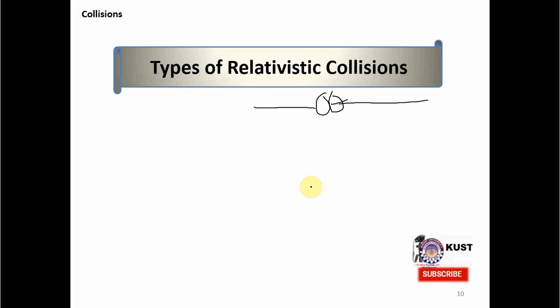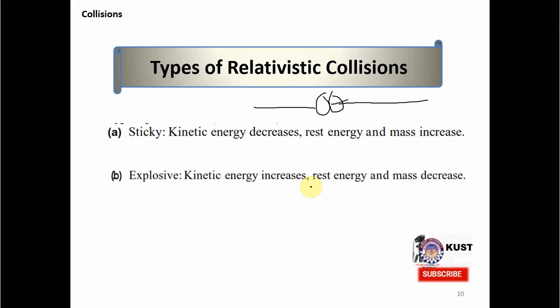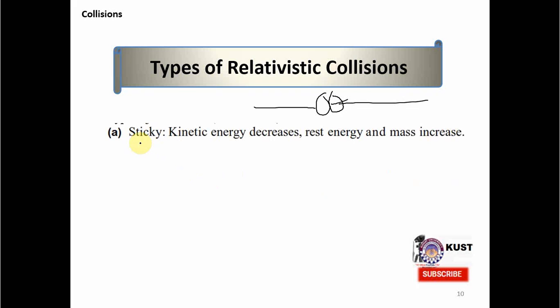Okay, so after giving you the types of non-relativistic collisions, it is time to give you the types of relativistic collisions as well. In relativistic collisions, we also have sticky collisions, but the definition is slightly different. For example, kinetic energy decreases and rest energy and mass increase. Because in the sticky collision where the two particles form a lump, the kinetic energy decreases and rest energy and mass both increase, because this kinetic energy is going into their rest energy and mass.